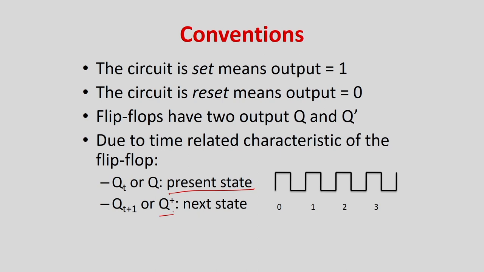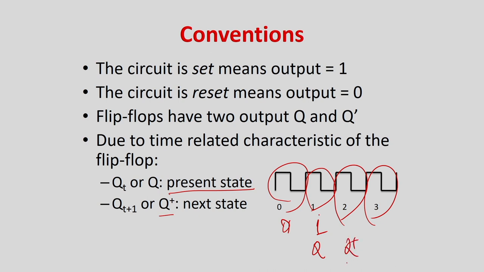So, this is the clock, this is the 0th clock, 1 clock, this is the 2nd clock, this is the 3rd clock. At what clock, what will the state be? Suppose it is Q, then this will be Q plus or Q T plus 1. So, suppose this is Q 0, then this is Q 1.